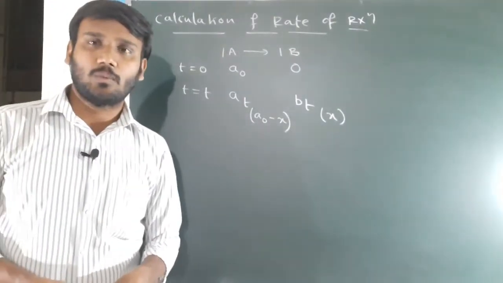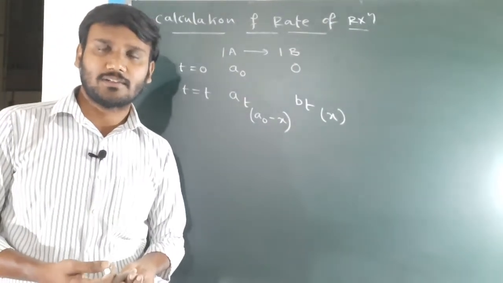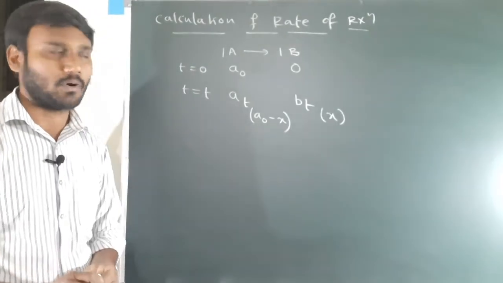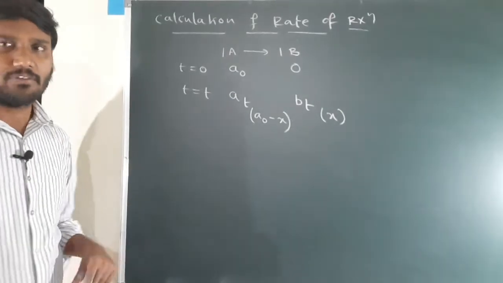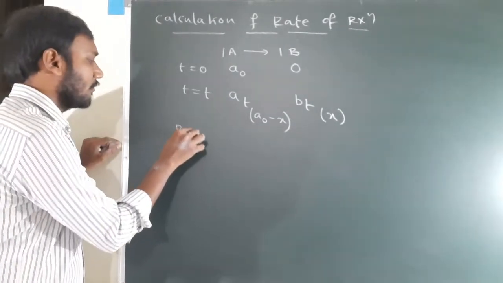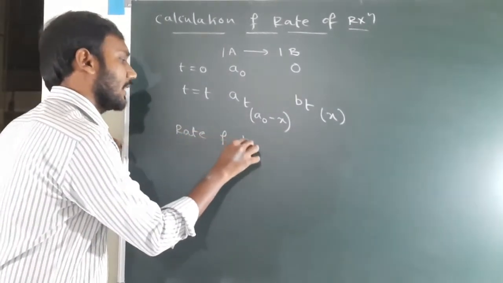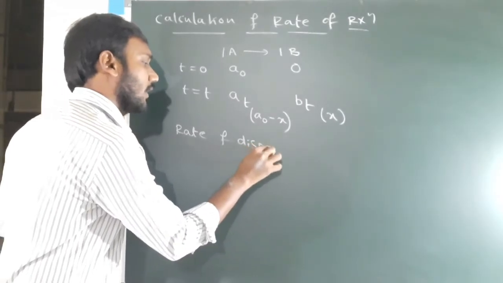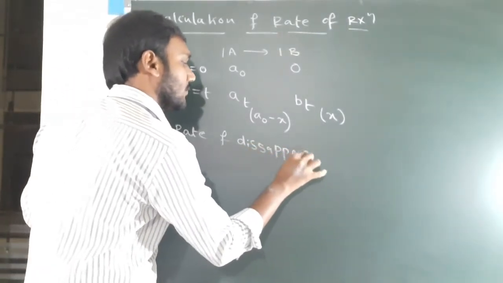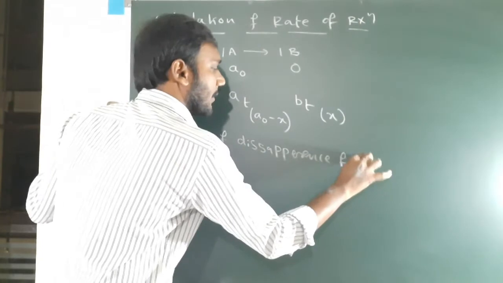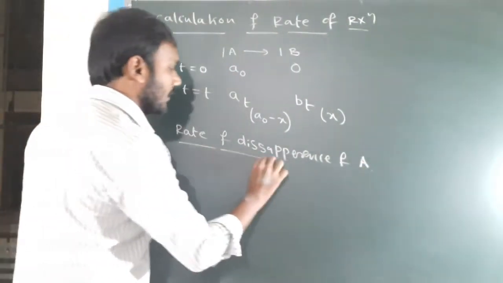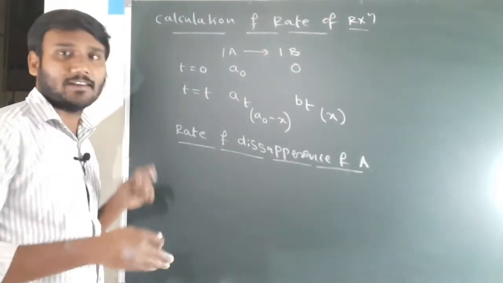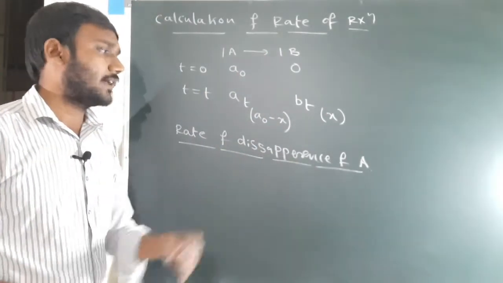Now for this reaction, I am representing the rate of reaction. Rate of reaction is nothing but the decrease in the concentration of the reactant and the increase in the concentration of the product. So now I am writing the rate of disappearance of A, because in a chemical reaction the concentration of the reactant is always disappearing. So that's why rate of disappearance of A.